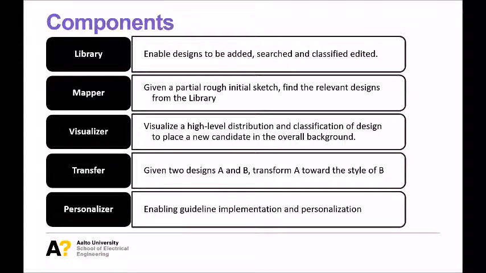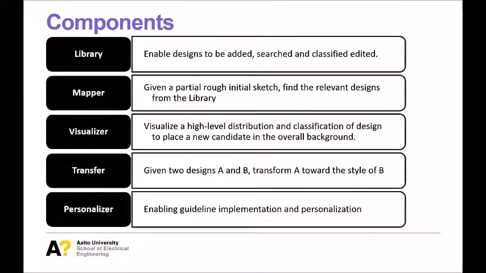To develop this system, we believe we require 5 components. One, the library and some way of making the library itself such that designs can be added, modified, searched, classified, and edited if required. Two, some kind of a mapping system which says that given a partial, rough, or initial sketch, how can we find the most relevant designs from the library?